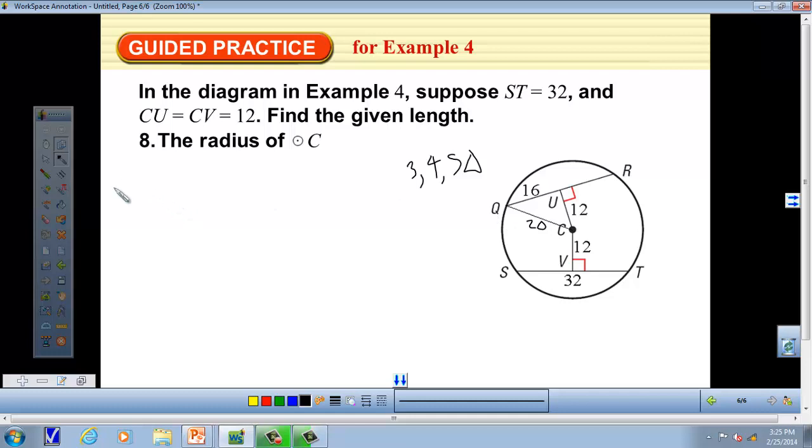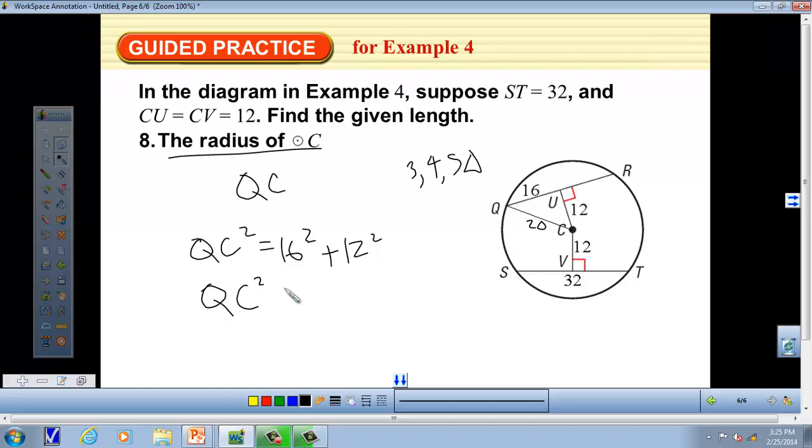But what you'd have to do if you didn't recognize that is look at this triangle, and the radius is from Q to C. So when they say this, they're really asking for QC. And what you'd have to do is say QC squared equals 16 squared plus 12 squared. And QC squared equals 256 plus 144. So QC squared equals 400.